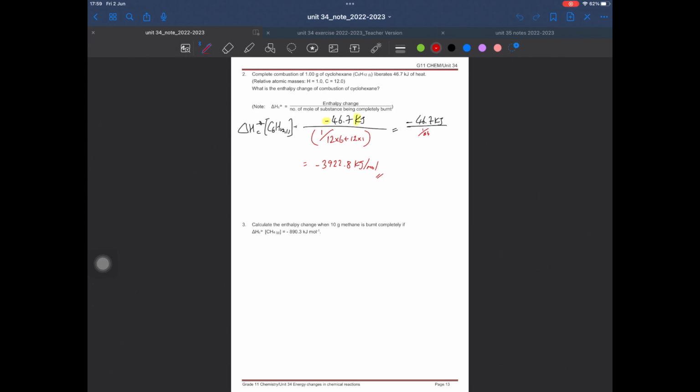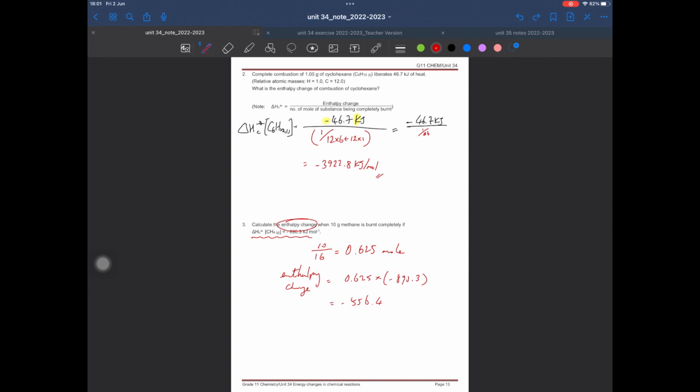Checkpoint question 3. Calculate the enthalpy change when 10 gram methane is burned. Now you are given the enthalpy change of combustion of methane. In case 1 mole methane is burned, it will give you 800 something. Now it's 10 gram. First, we find the number of mole. There is 0.625 mole. Next, we use the ratio and we get the answer like this.